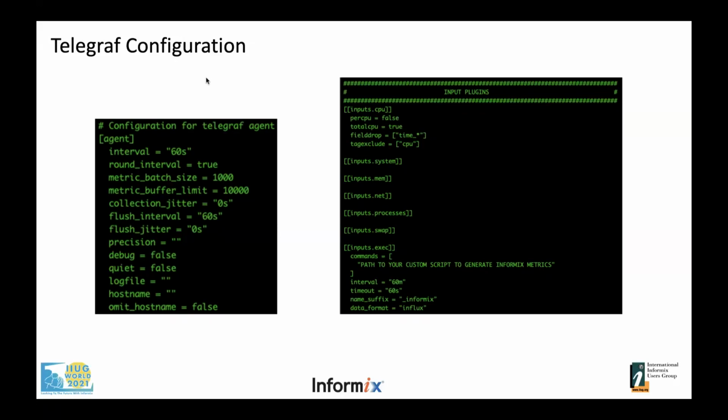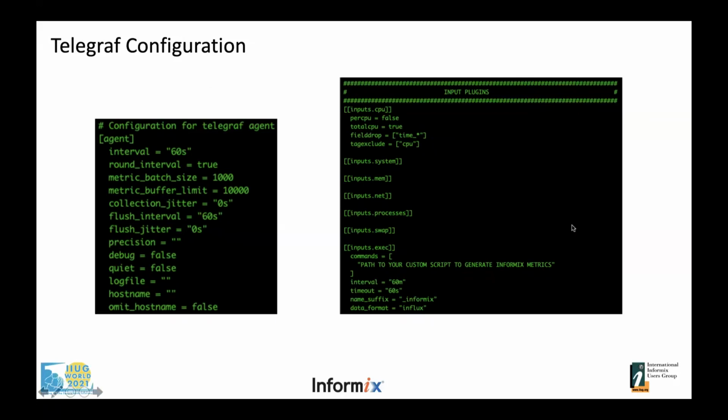For example, the batch size and the buffer limit, you can tune based on your capacity. The flush interval is kind of a timeout. So if within 60 seconds your database server couldn't process your metrics, then it will time out, and it will wait for the next batch to run. And then there are other options which can be configured as per your use case.